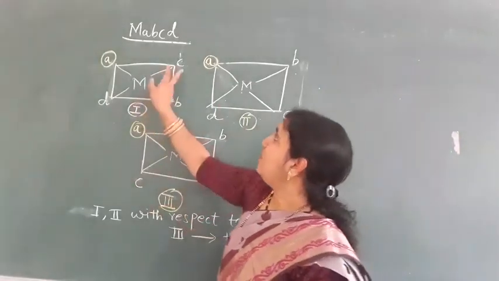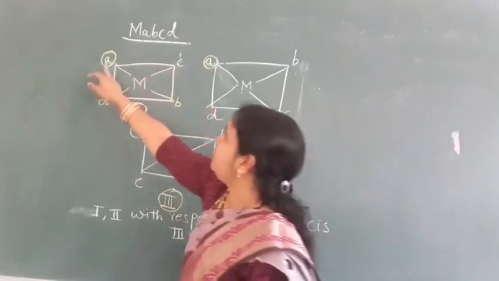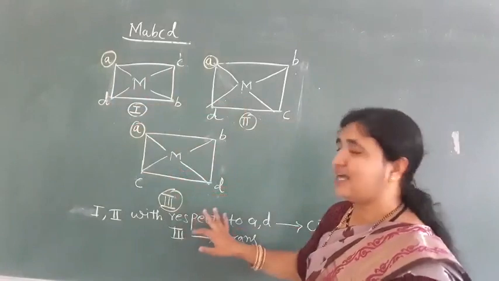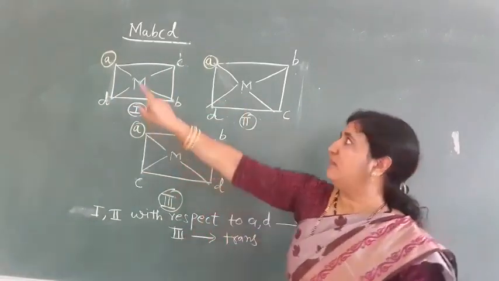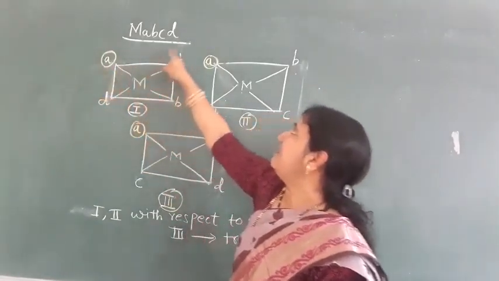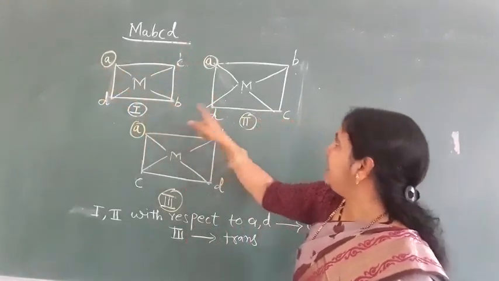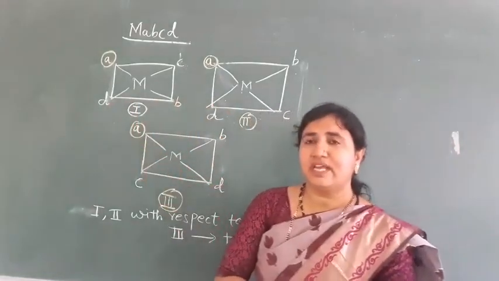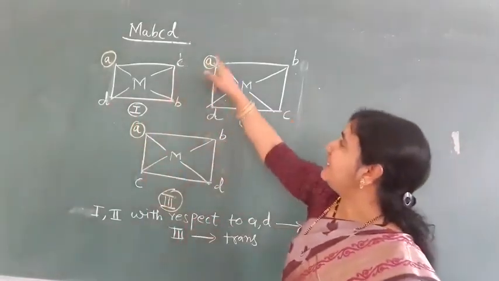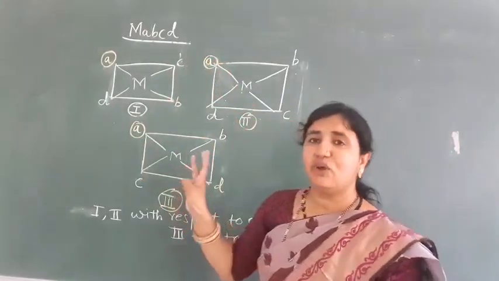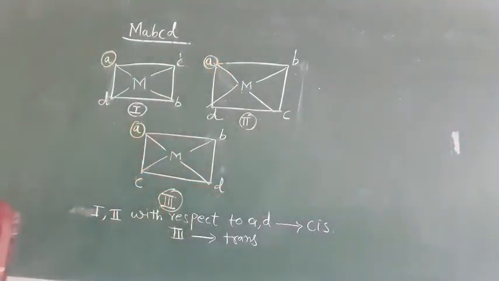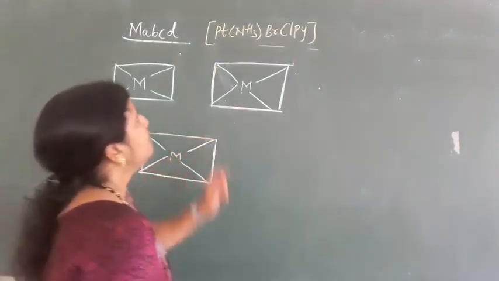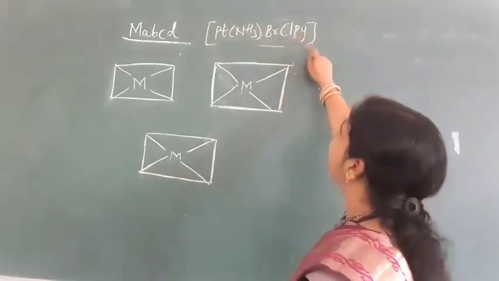So with respect to A and D, the first and second are cis isomers, and the third one is trans. How to draw? Keep one fixed, and put the remaining ones opposite. First A, then B, then C, and then D, and the remaining you can put here. Like this you can draw the structure. So for MABCD type, three geometrical isomers are possible here. As an example, we will see platinum, ammine, bromido, fluorido, pyridine.